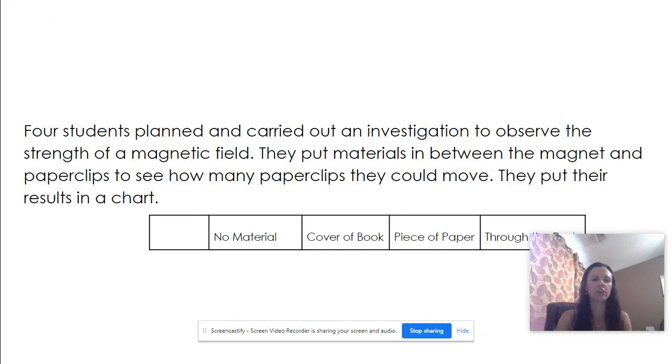So we're going to take a look at a scenario today. It says 4 students planned and carried out an investigation to observe the strength of a magnetic field. They put materials in between the magnet and paper clips to see how many paper clips they could move. They put their results in a chart.